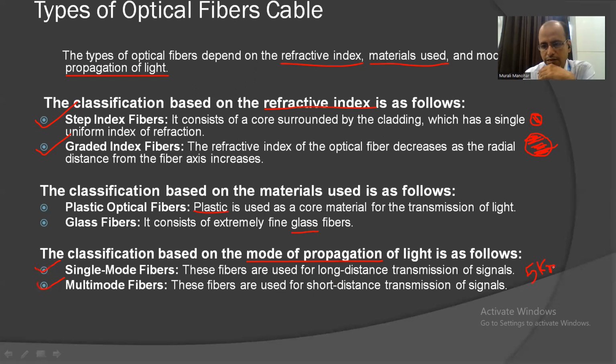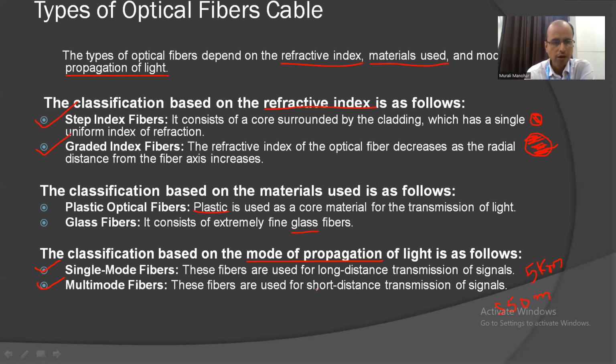And the second one is multi-mode. This type of cable is used for short distances. Short distance means it can cover up to 550 meters. See, this is the difference. It is approximately half a kilometer versus 5 kilometers. This type of cable is used for short distance communication, and in this mode, multiple light signals can be transmitted.